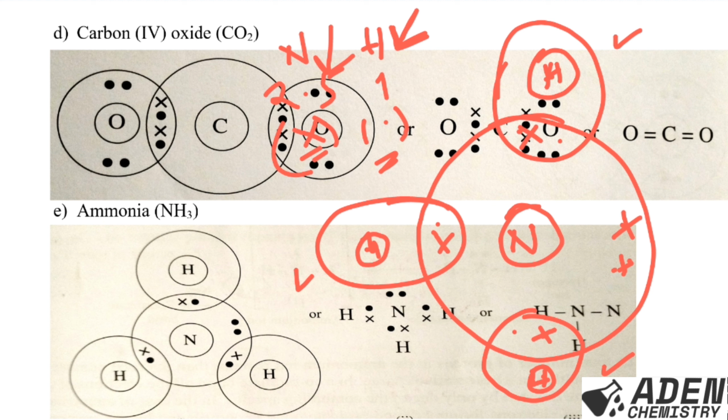Hydrogen was having 1 dot. So 1 dot, and it has gained that. 1 dot, it has gained that. 1 dot here, it has gained this one. So it is correct when we do like that. Check the answer here. It's the same as what we have done.